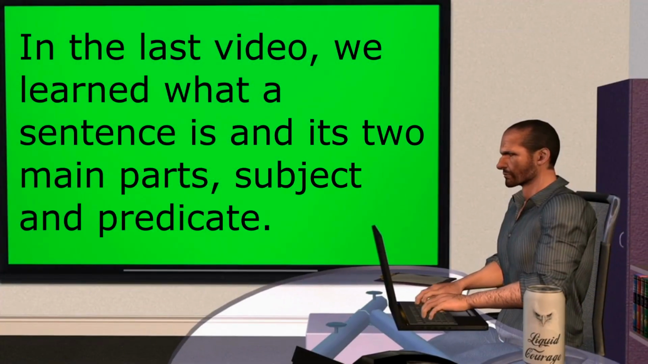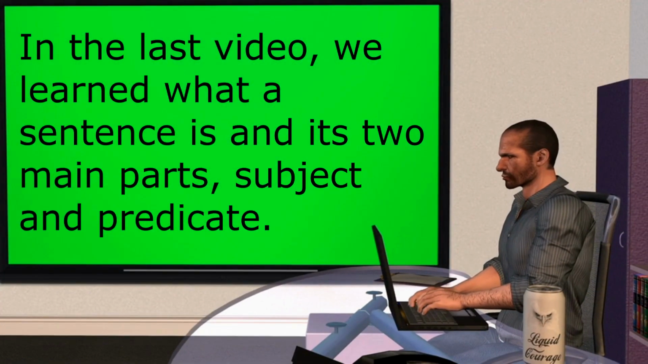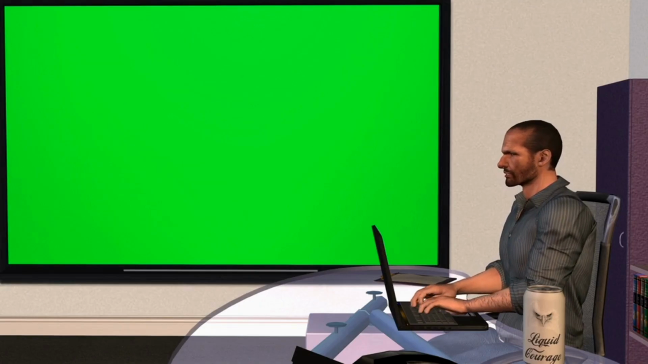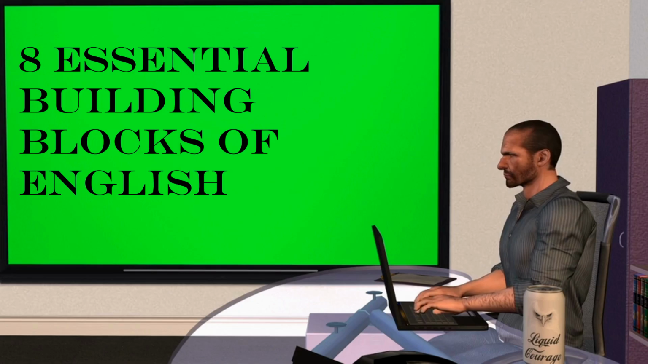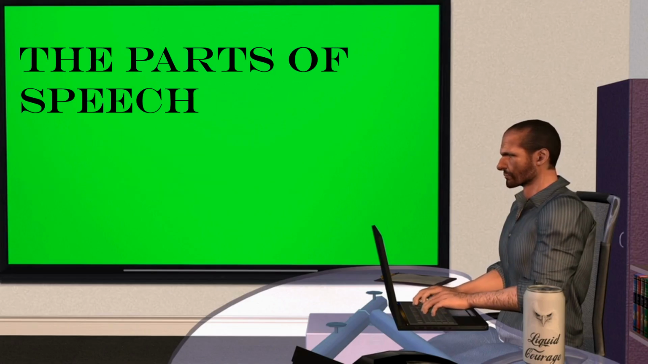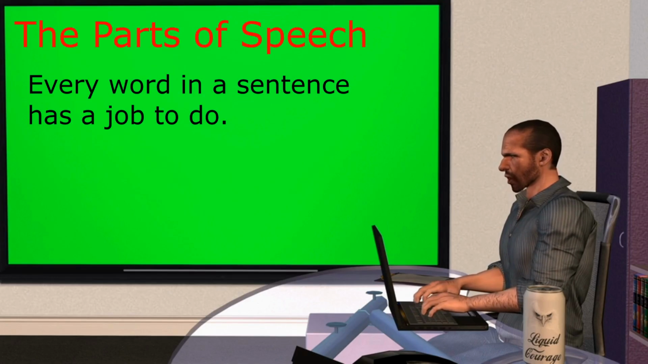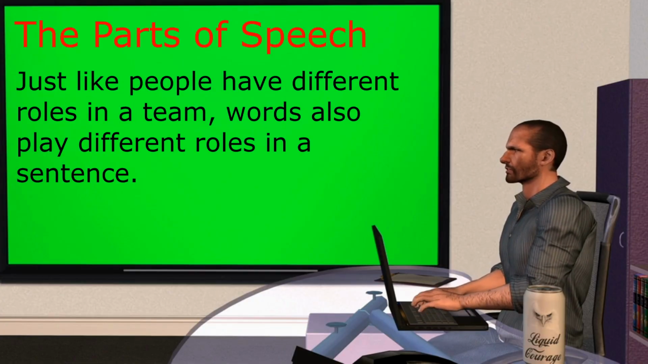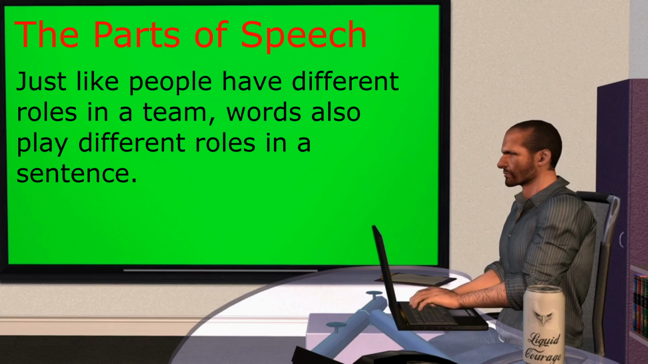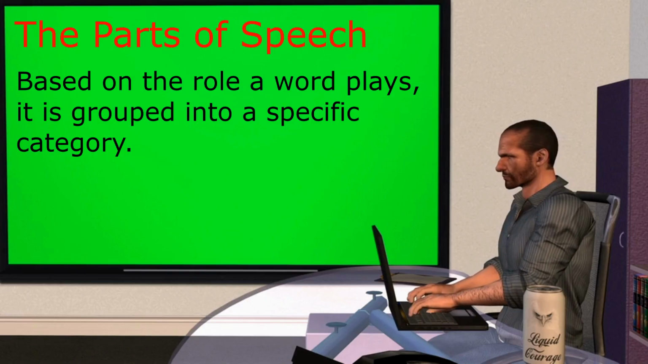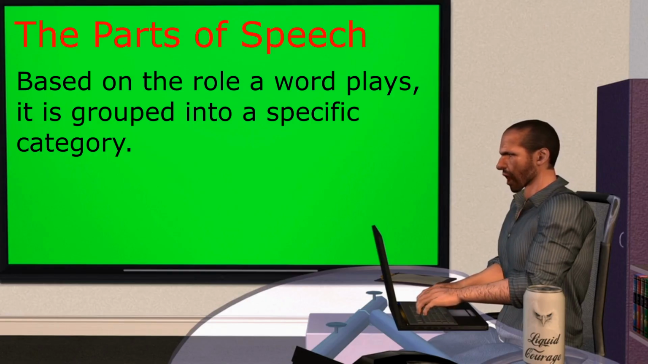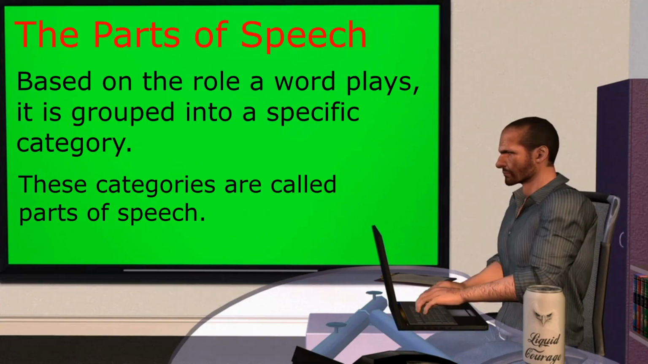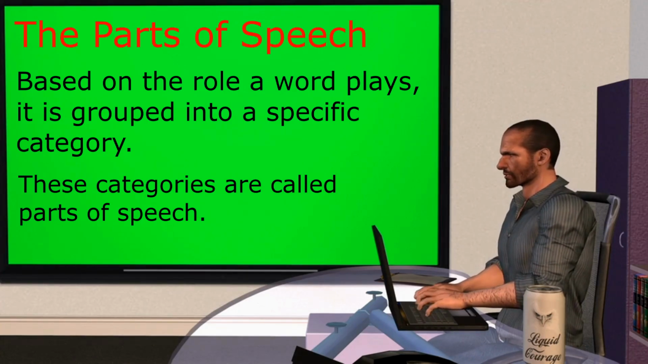In the last video, we learned what a sentence is and its two main parts, subject and predicate. Now let's dive into the 8 essential building blocks of English, which are known as the parts of speech. Every word in a sentence has a job to do. Just like people have different roles in a team, words also play different roles in a sentence. Based on the role a word plays, it is grouped into a specific category. These categories are called parts of speech.